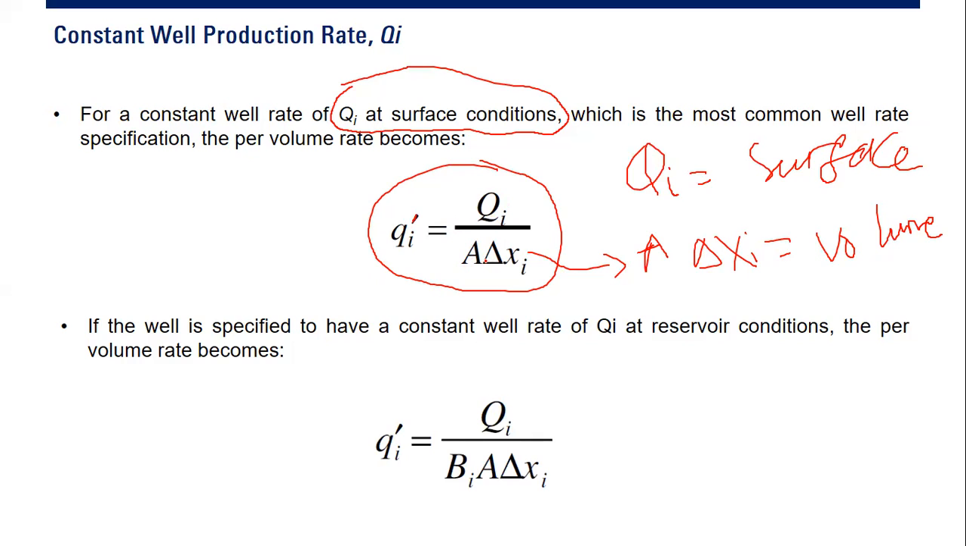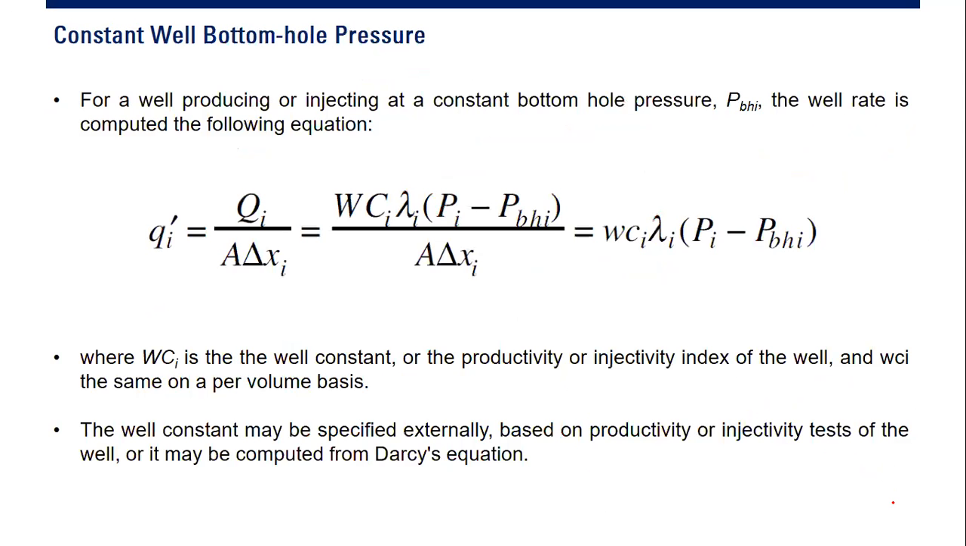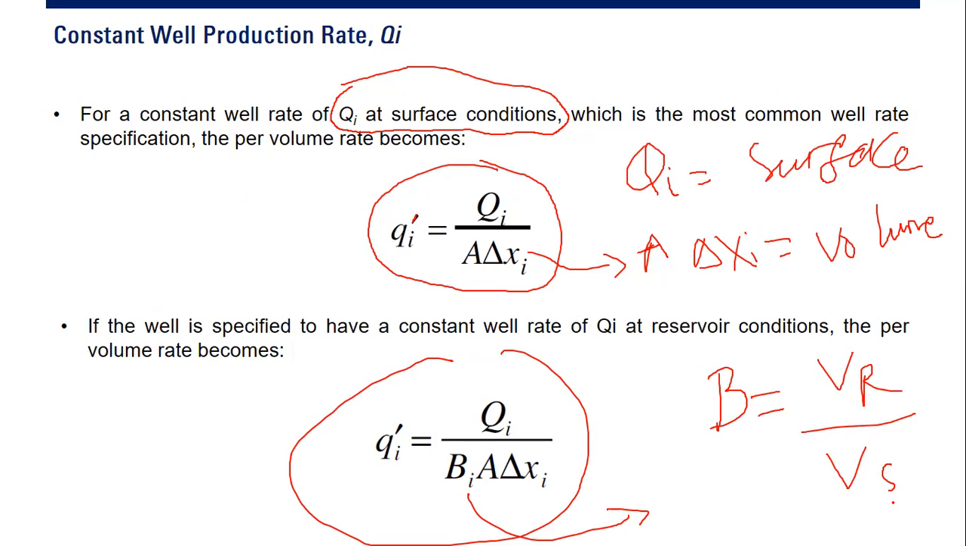Okay, delta X. If the well is specified to have a constant well rate of Qi at reservoir condition, then the per volume rate becomes this. We have the formation volume factor. Remember, B, the formation volume factor, is volume at reservoir condition divided by volume at surface condition. Okay, that's for constant well production rate.